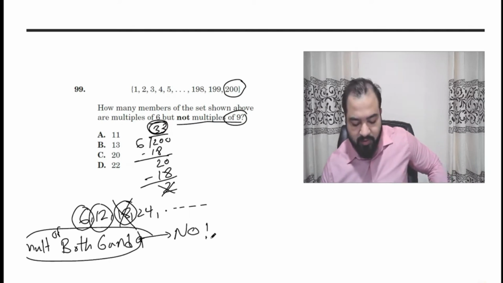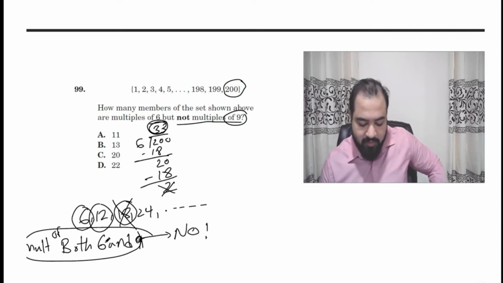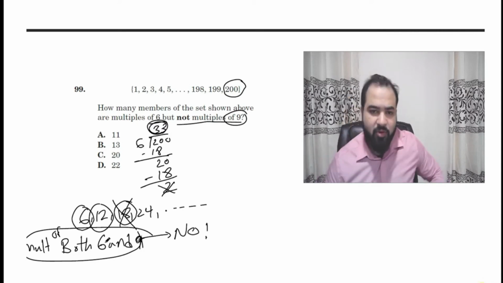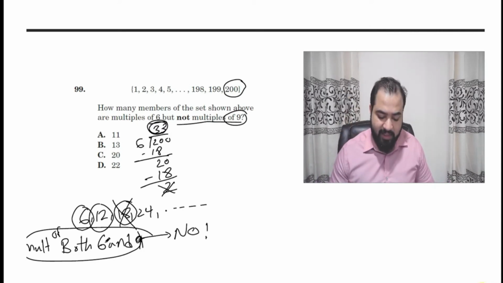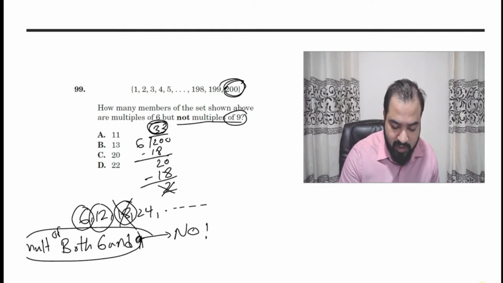Just multiples of 6, we want just multiples of 6. So let's find out how many multiples of both 6 and 9 there are. All the multiples of 18 will be divisible by 6 and 9, because 18 is the LCM of 6 and 9. So let's find out how many multiples of 18 there are.